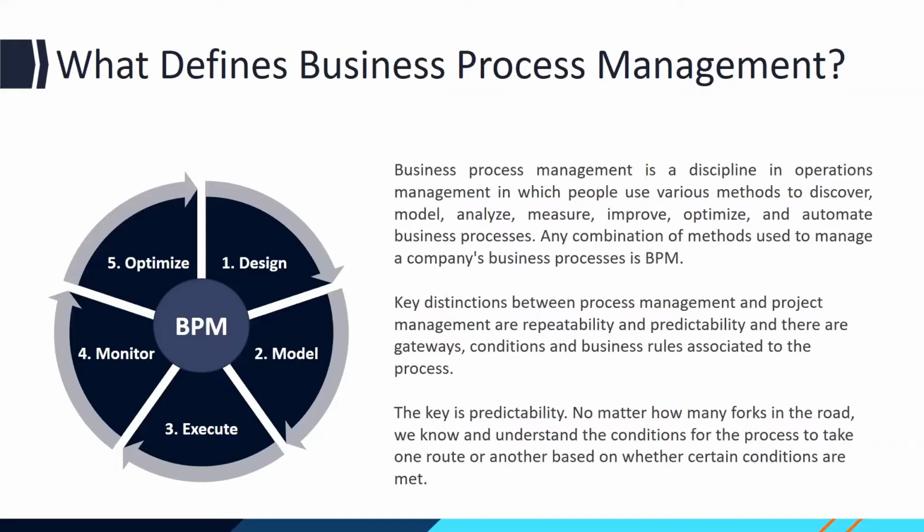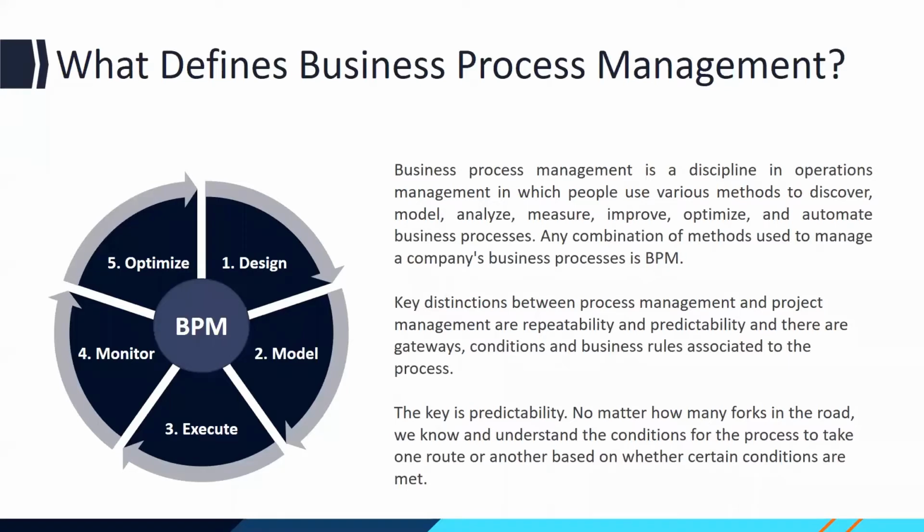So let's just spend some time on these 5 pillars. When we look at the first pillar, design, this is where we would identify and map current processes in a business, and we would then design and map proposed changes. We would then flow into the model pillar, and this is where we would model a proposed solution based on the design outcomes.